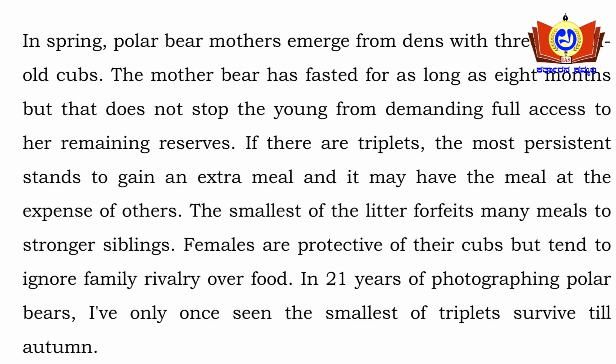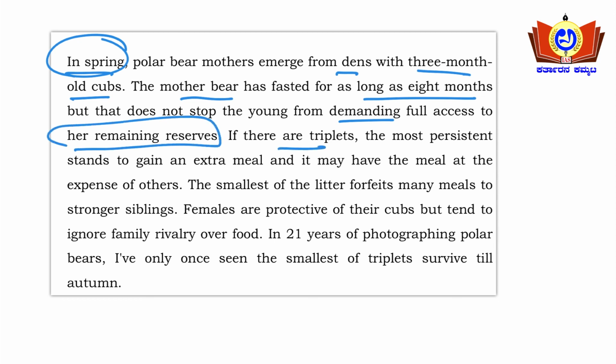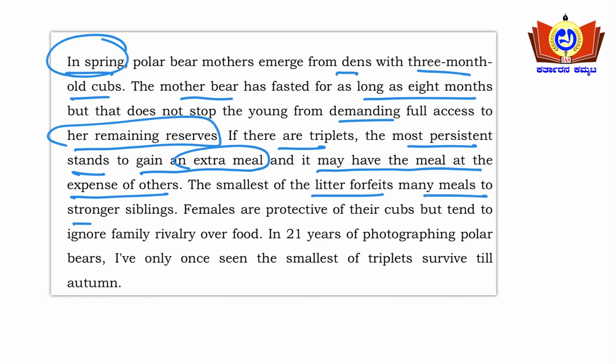So moving on to the next question. This is the passage, my dear friends. The passage reads: in spring polar bear mothers emerge from dens with 3-month-old cubs. The mother bear has fasted for as long as 8 months, but that does not stop the young from demanding full access to her remaining reserves. If there are triplets, the most persistent stands to gain an extra meal, and it may have the meal at the expense of others. The smallest of the litter forfeits many meals to the stronger siblings. Females are protective of their cubs but tend to ignore family rivalry over food. In 21 years of photographing polar bears, I have only seen the smallest of triplets survive till autumn. So this is the passage here.